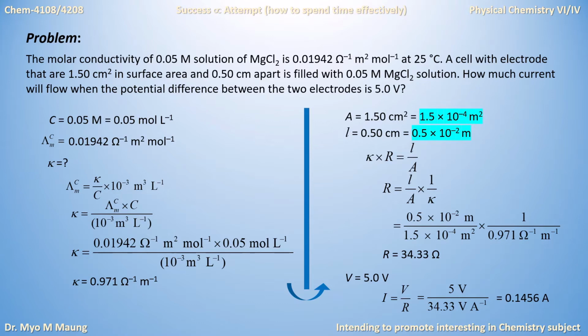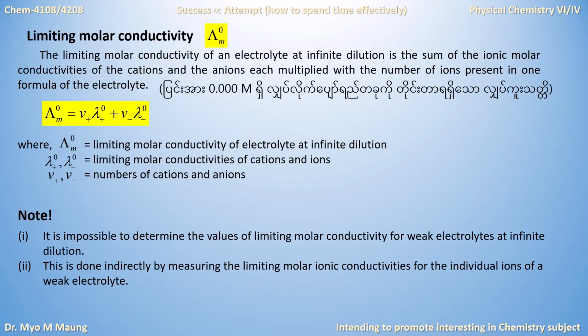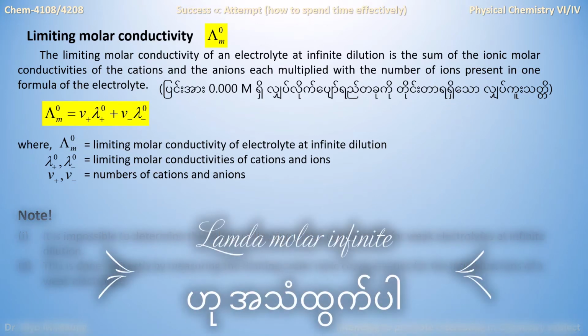Okay. Using the values of kappa, A and length, you can compute the resistance R. So, R equals 34.33 ohm. After that, you can calculate the electric current, I, from the equation I equals V by R. Right. You finally will obtain that I equals 0.1456 ampere. Let's move to limiting molar conductivity.